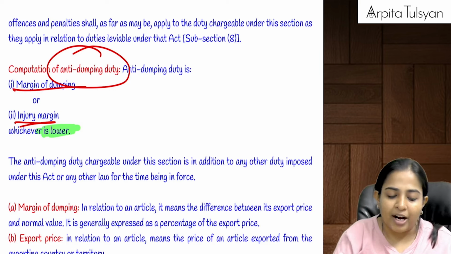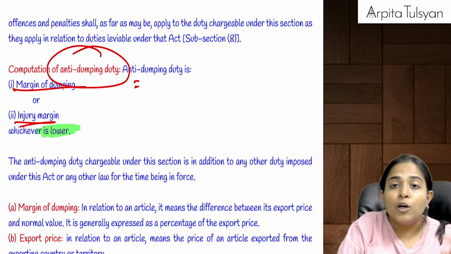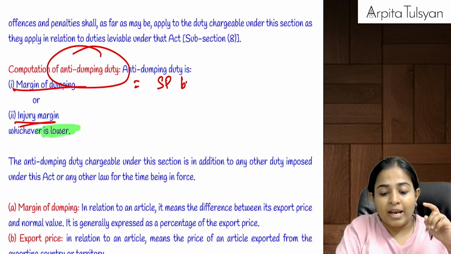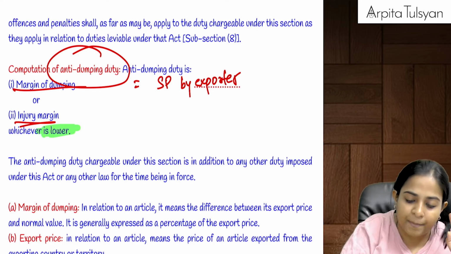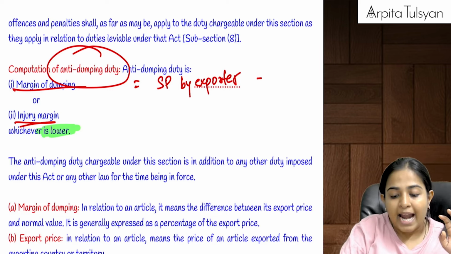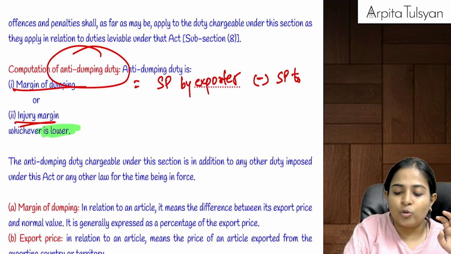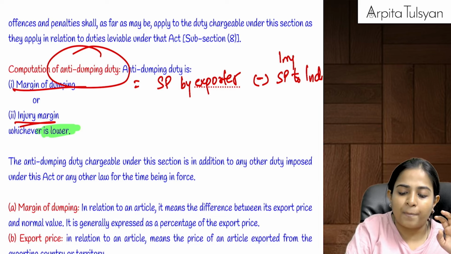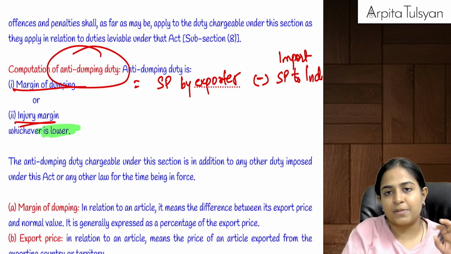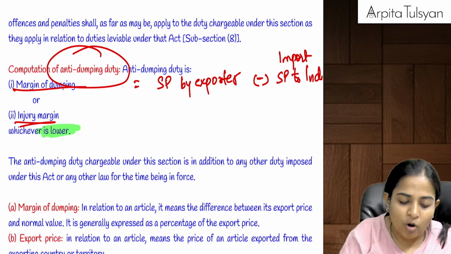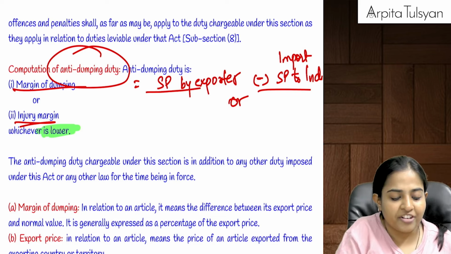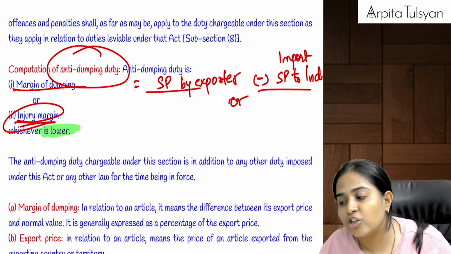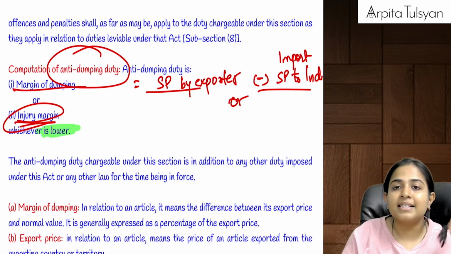Ma'am, what do you mean by margin of dumping? So, margin of dumping is the normal selling price by the exporter. Normally the exporter sells at what price? Normal selling price, minus the selling price to India, means the import price to India, at what price it has been imported. Then that will be called the dumping margin, or injury margin, whichever is lower. Now, what do you mean by this injury margin?